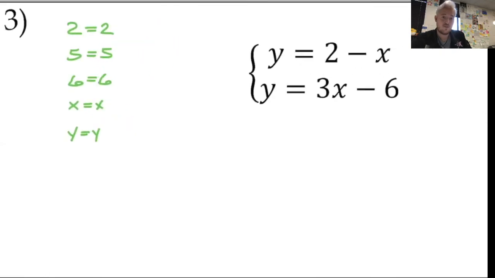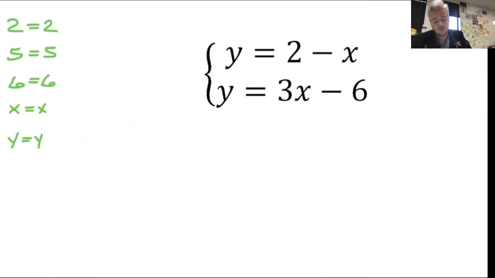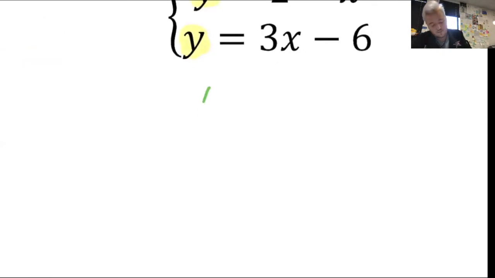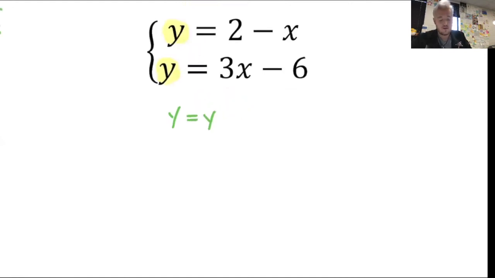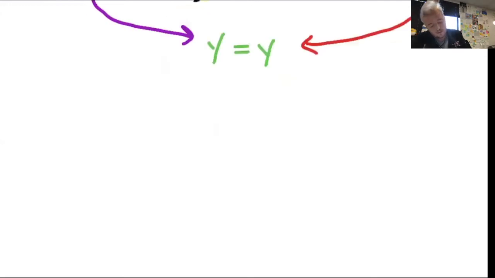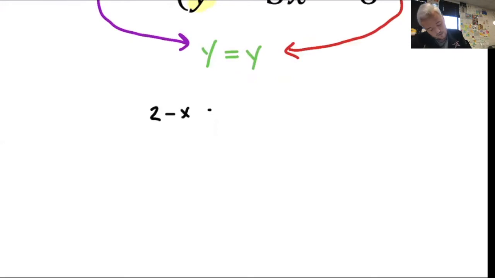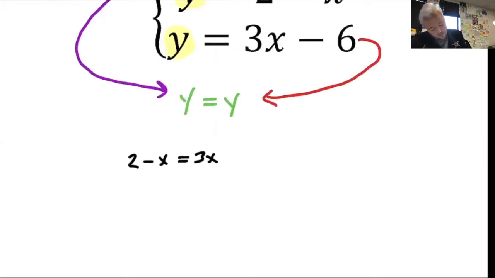So what I'm going to do is see how both of these equations have a Y value. So I'm going to take this reflexive property here, and I want to set them equal to each other, because I know Y is the same as Y. 4 is the same as 4. 5 is the same as 5. So it doesn't matter which one you put on which side. So let's say I put this Y on this side, and this Y on this side. So my equation is going to look like 2 minus x equals 3x minus 6.